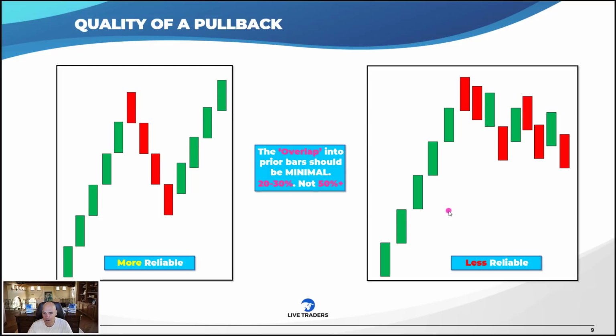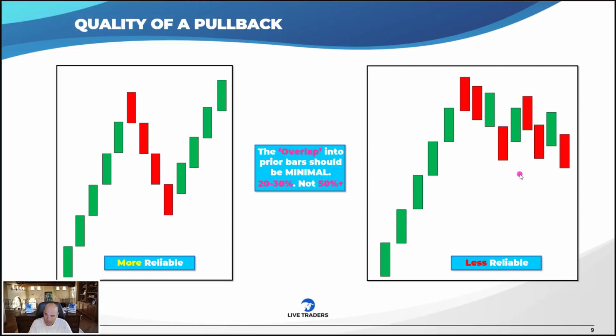If you move over here, the initial move up was nice. But what happens here? You have a significant overlap. Then this bar gets gapped on, taken out. Then significant overlap, then significant overlap. And significant overlap causes problems. What you're seeing here is a tug of war, right? Buyers and sellers are fighting it out.